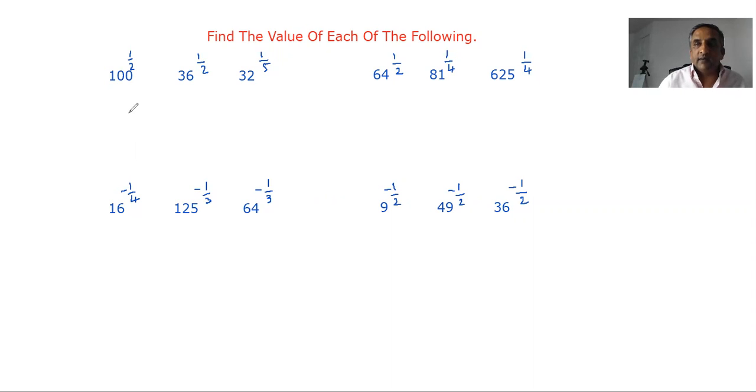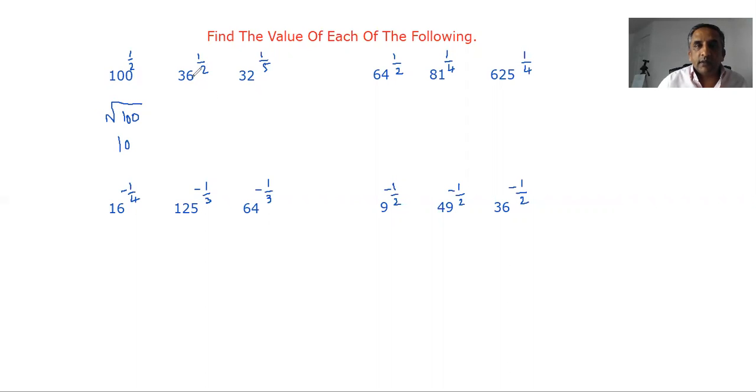I'm just going to do question number one now. As you can see, 100 power 1 over 2. It looks very confusing, but basically it means square root of 100. Simple. And we know that square root of 100 is 10. So your answer for the first question will be 10.